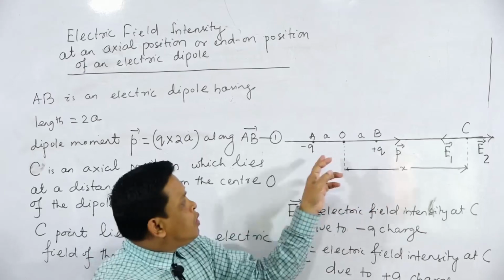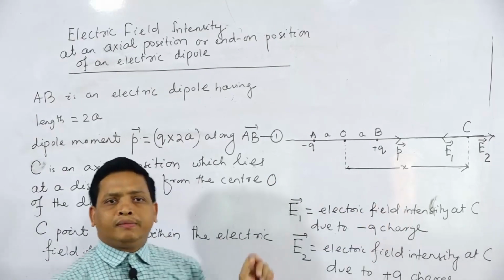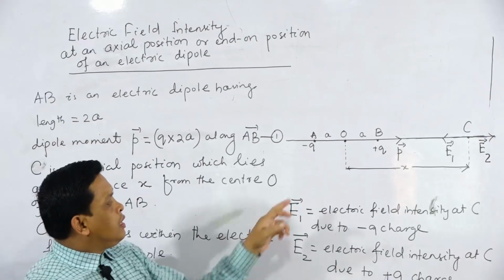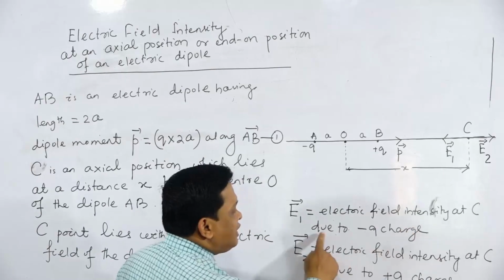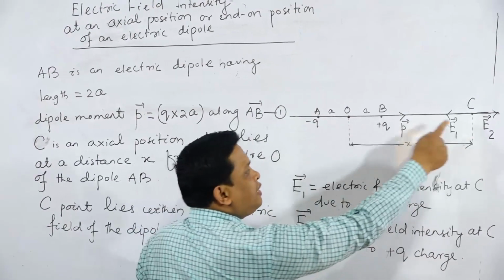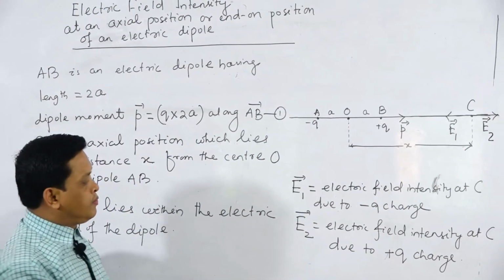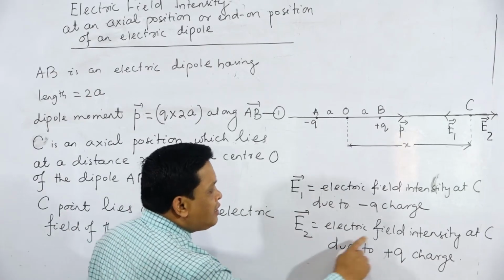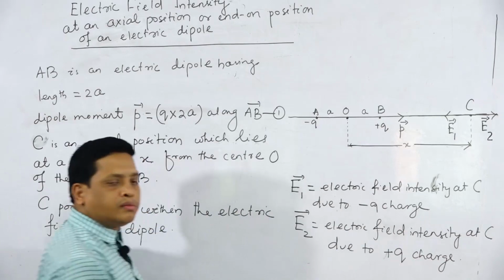Now let us first find out individual electric field intensity at C. Let E1 vector be the electric field intensity at C due to minus q charge. This is the minus q charge. And E2 is the electric field intensity at C due to plus q charge.